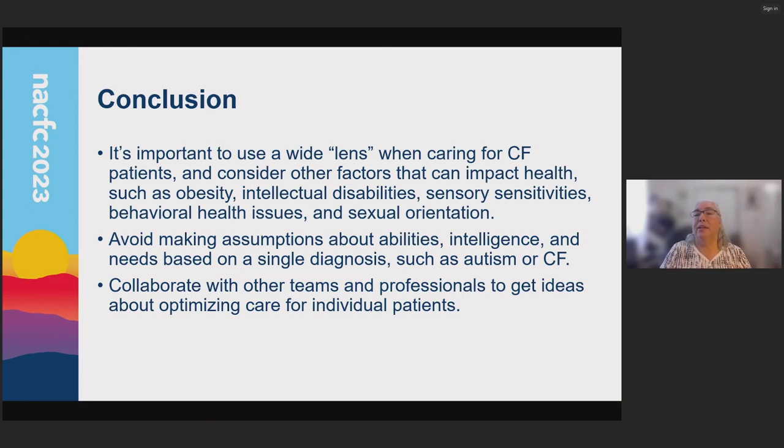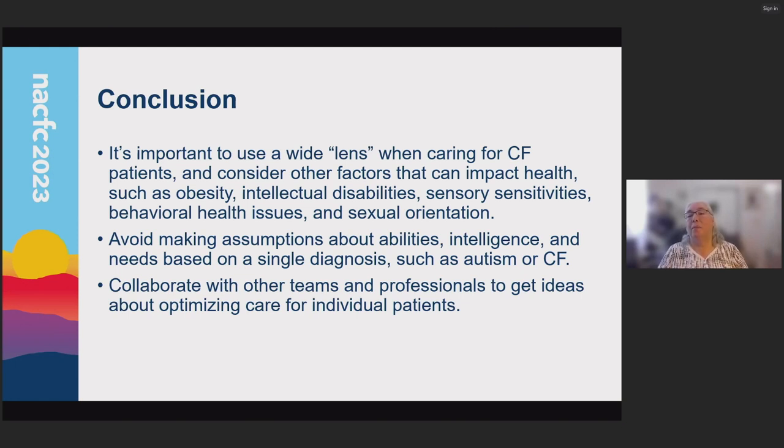And to summarize, I think it's important to use a wide lens when caring for patients and consider other factors that can impact the patient, such as obesity, intellectual disabilities, sensory needs, behavioral health issues, and sexual orientation. I would encourage you to avoid making assumptions about abilities or intelligence based on a single diagnosis, such as autism, because, as we say, it is a spectrum.